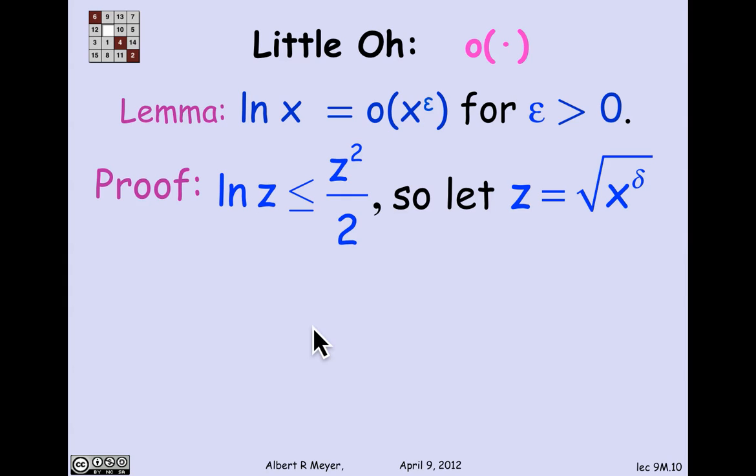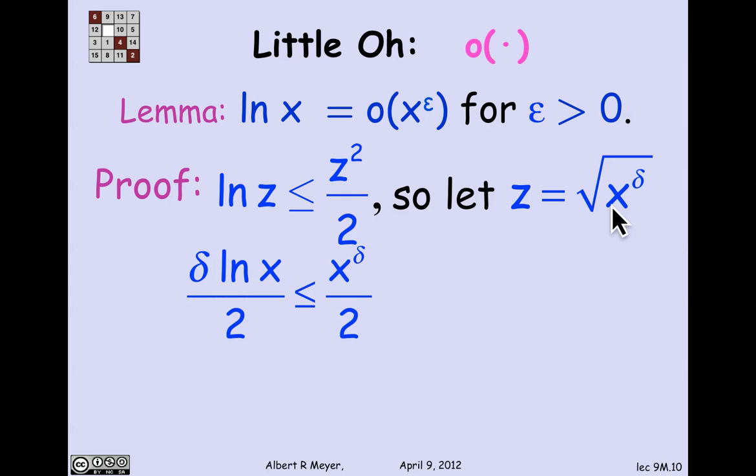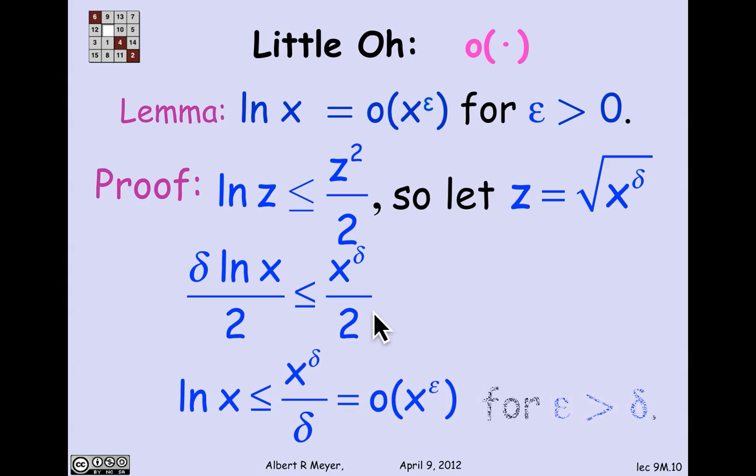So in that case, what's the log of z? Well, the log of the square root of x to the delta, the square root means it's half of log of x to the delta, which is delta log x. So log of z is delta log of x over 2. And of course, z squared is just x to the delta, so z squared over 2 is x to the delta over 2. Now I can just cancel the denominators too, and transpose the delta. Log of x is less than or equal to x to the delta over delta.